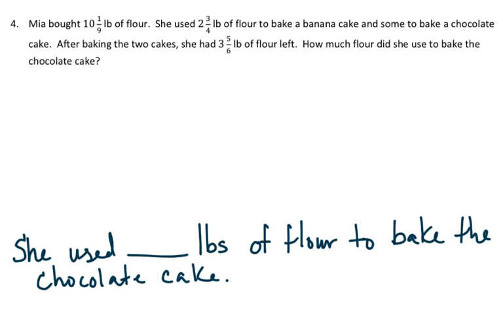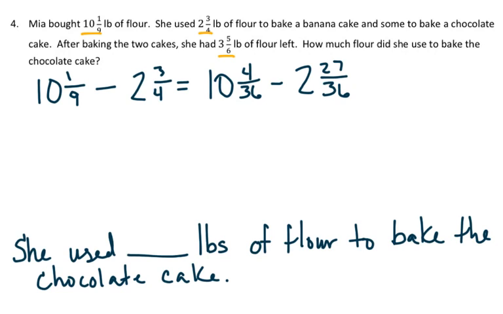After reading the problem, I do know that this is going to be multi-step. I know that Mia starts off with 10 1/9 pound of flour. And when it says she used 2 3/4, it means it's going to be subtraction. So she's taking away from the amount that she bought, she's taking away 2 3/4. We do have to find the common denominator for that, and we'll make equivalent fractions. So that's equal to 10 4/36 minus 2 27/36.